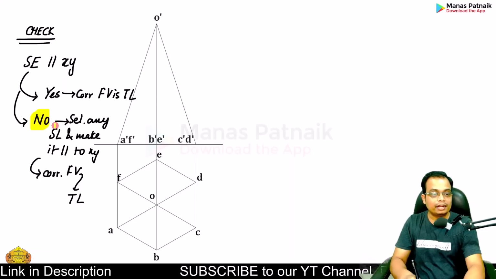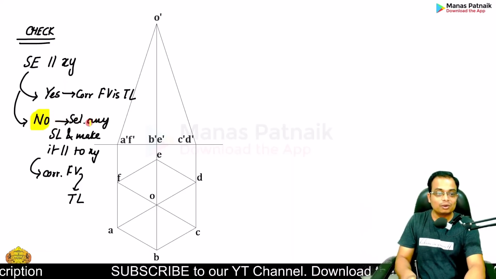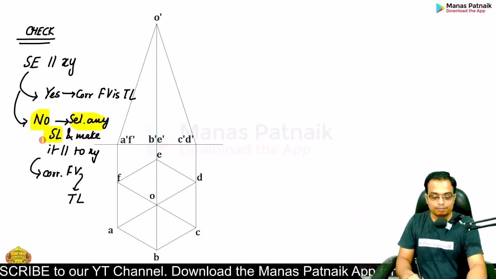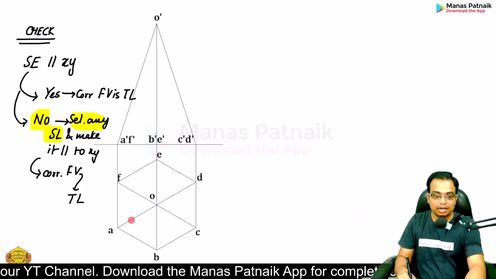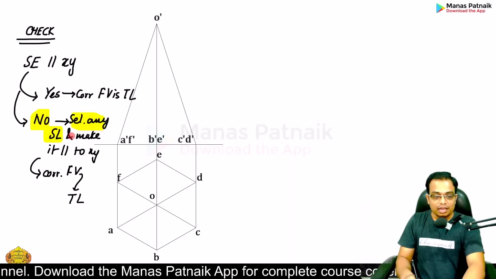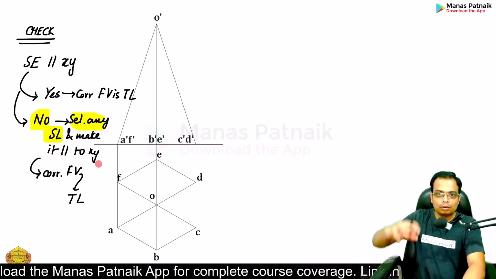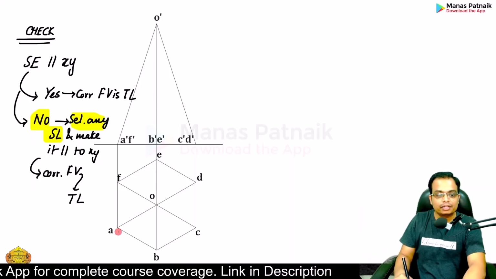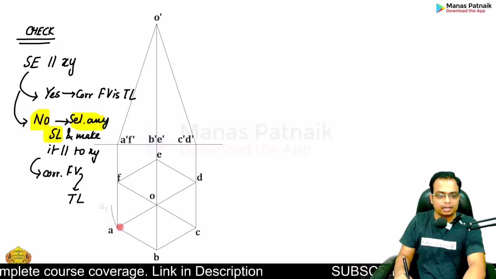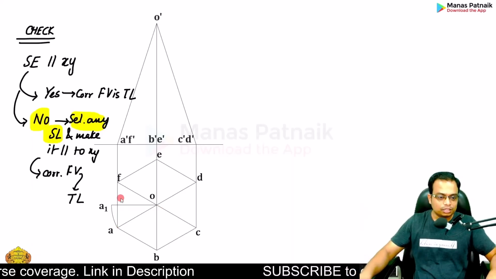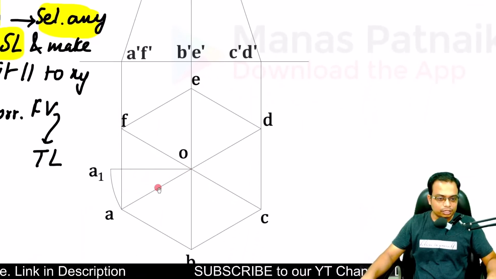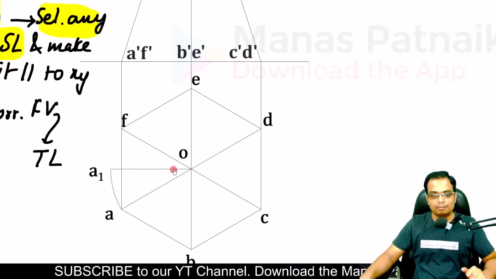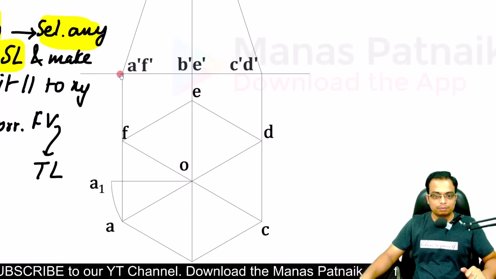The answer is no, and therefore we are going to follow this condition. We are going to select any slant edge. In our case, we are going to select this slant edge OA. We are going to make it parallel to XY. So we'll rotate OA until it becomes parallel to XY. Take a look, zoom over here. This is what we've done. This was the initial position of OA. We have rotated the solid in such a way that OA has now become OA1, which indicates that it is parallel to XY line.